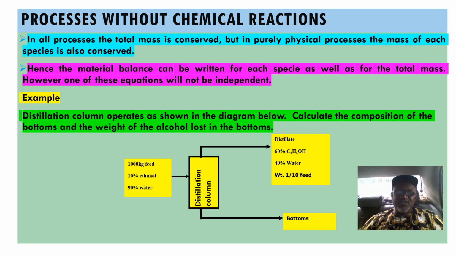So it enters the distillation column, and the distillate is given off 60% ethanol, then 40% water, and the weight of the distillate is 1/10 of the feed. So you see, since the feed is 1000, if you multiply by 1/10, it means that the distillate will be 100 kg. Now, for the bottoms, we're not told anything about the composition, but we know that as the distillate is going, there must be something that is remaining as a residue.